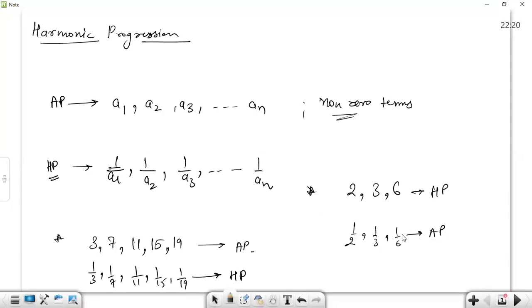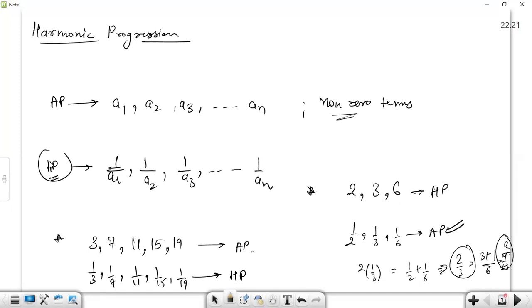So for AP, twice the second term has to be equal to the sum of the first and third. So 1 by 2 plus 1 by 6. Taking LCM 6, 3 plus 1, this becomes 4 by 6, basically 2 by 3. So left hand side and right hand side are equal. So this is in AP. So now we got to know that the reciprocal of HP is AP and the reciprocal of AP, non-zero terms, is HP.